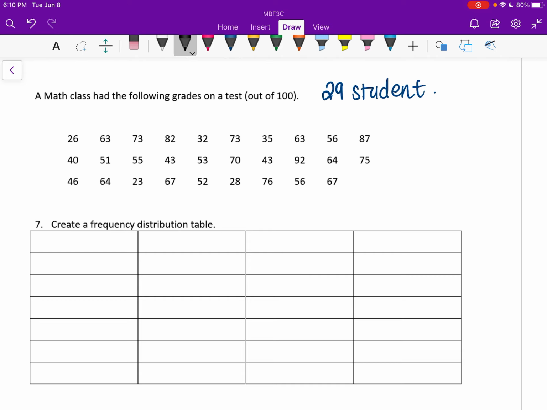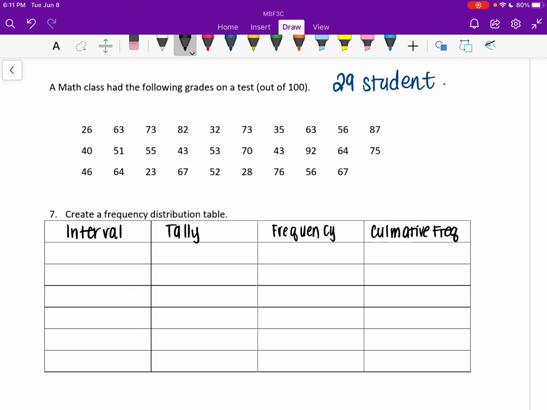I'm going to go in and make our table here, just because it's the easiest thing to do. So let's do interval, tally, frequency. I'm just copying the table from before. And remember, I'm going to graph interval and frequency and cumulative frequency. This is just for me to double check that I'm doing it right. Okay, so let's go in and solve this.